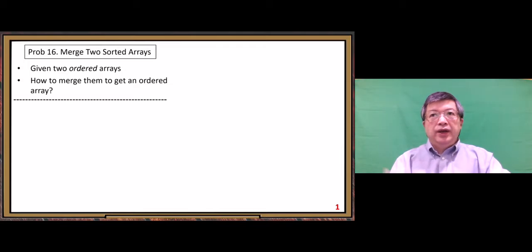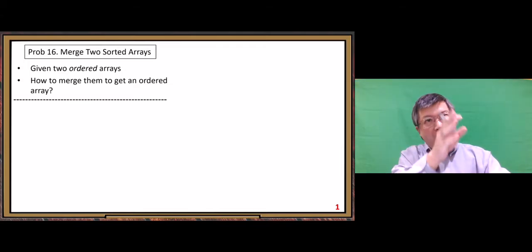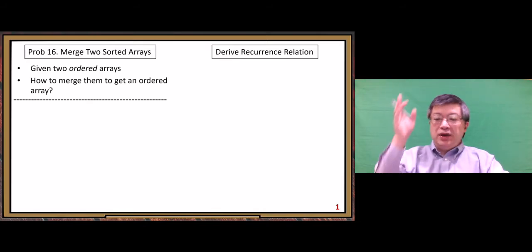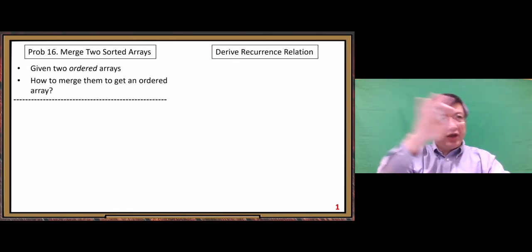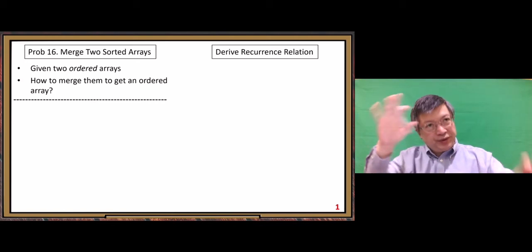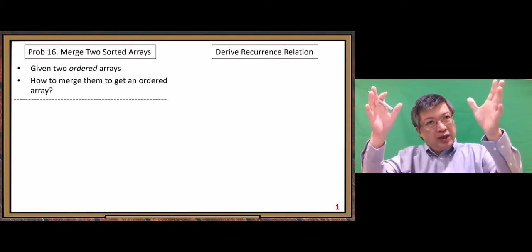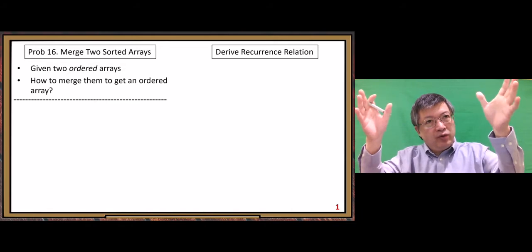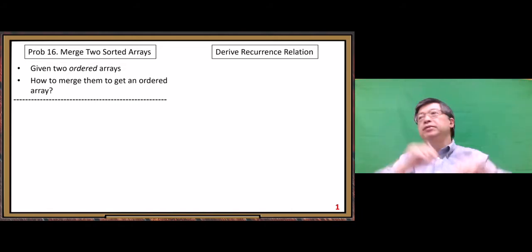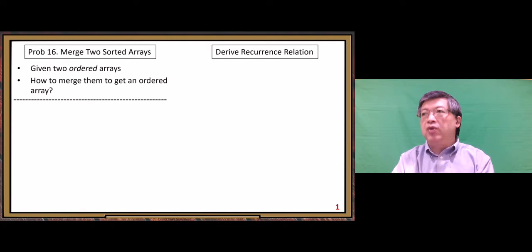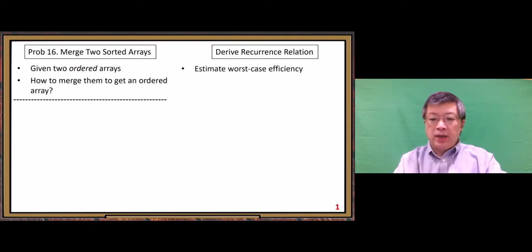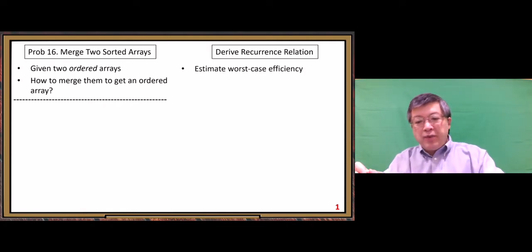All right. So in order to derive the recurrence relation for the merge sort, let us use a diagram. Based on this diagram, we'll try to set up the recurrence equation to estimate the worst case efficiency.